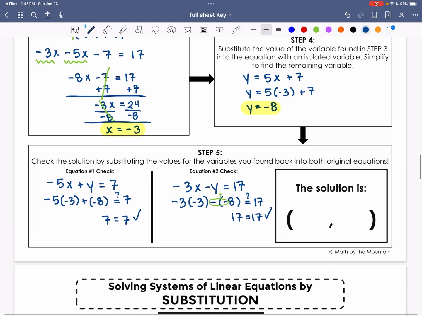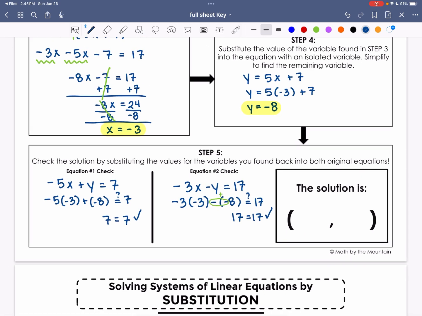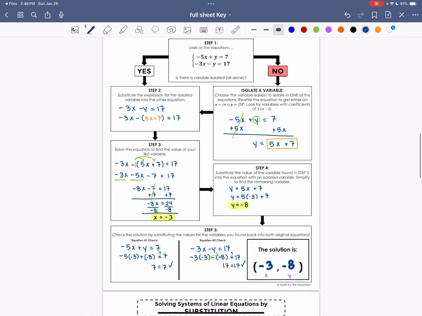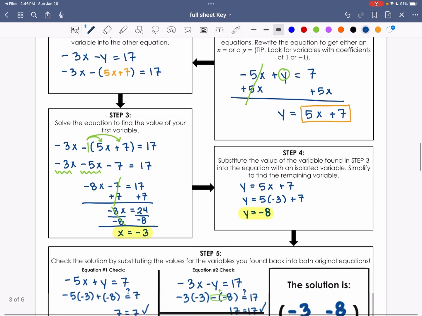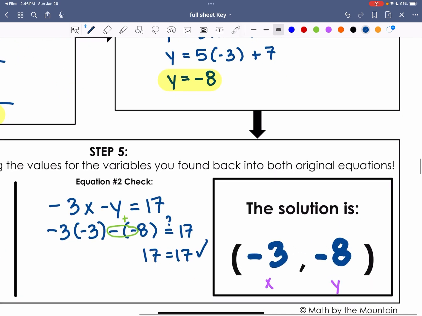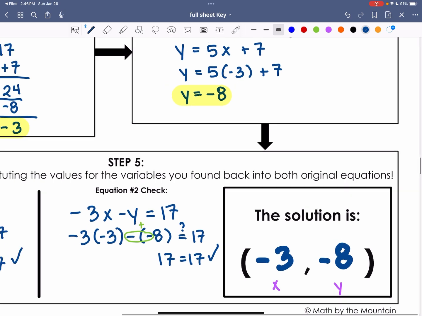So for our final answer, we just have to make sure it is in the correct order. So we will put x first, followed by y. So our final answer is the point negative 3 comma negative 8. And remember, if we were graphing these two equations that we have at the top, they would produce two lines that would intersect at the spot specifically on your graph at negative 3, negative 8. That's what our solution is telling us.